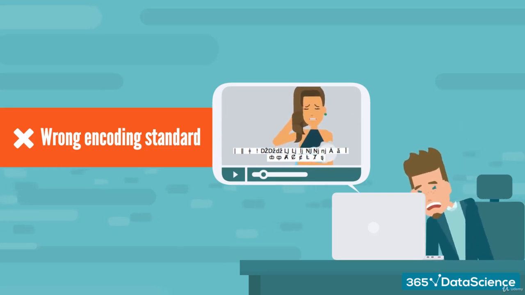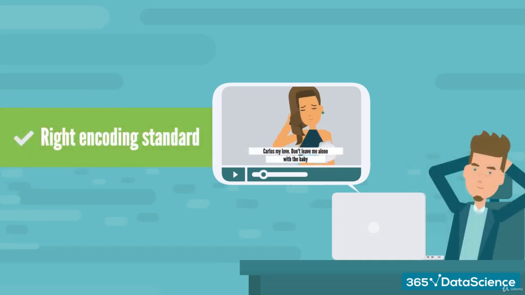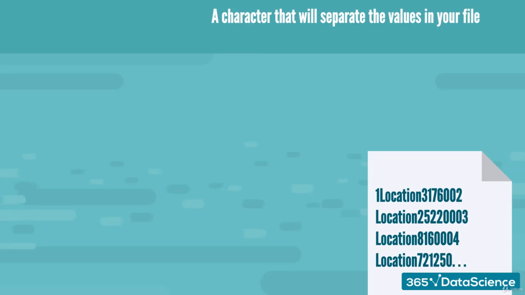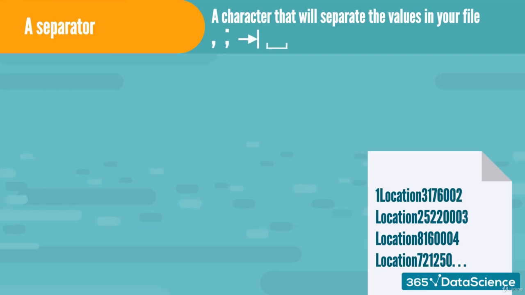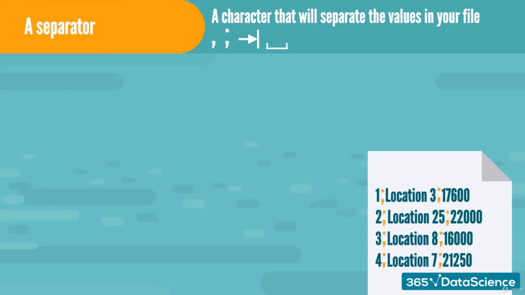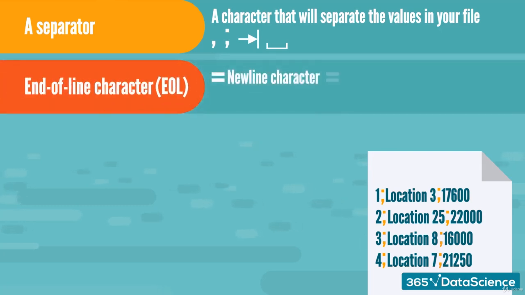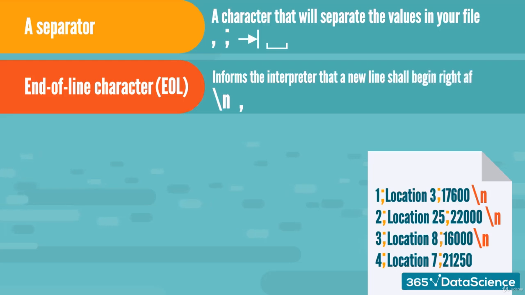All right. Assuming you are experiencing no difficulties with the encoding, you need a character that will separate the values in your file. Such a character is called a separator. This could be a comma, a semicolon, a tab, space, or other. Moreover, according to the specification or standard you are using, the end-of-line character in a text file, also called EOL, new line character, line ending, or a line break, can be written with a combination of characters. Backslash and N, or a comma, for instance. This character will inform the interpreter that a new line shall begin right after.